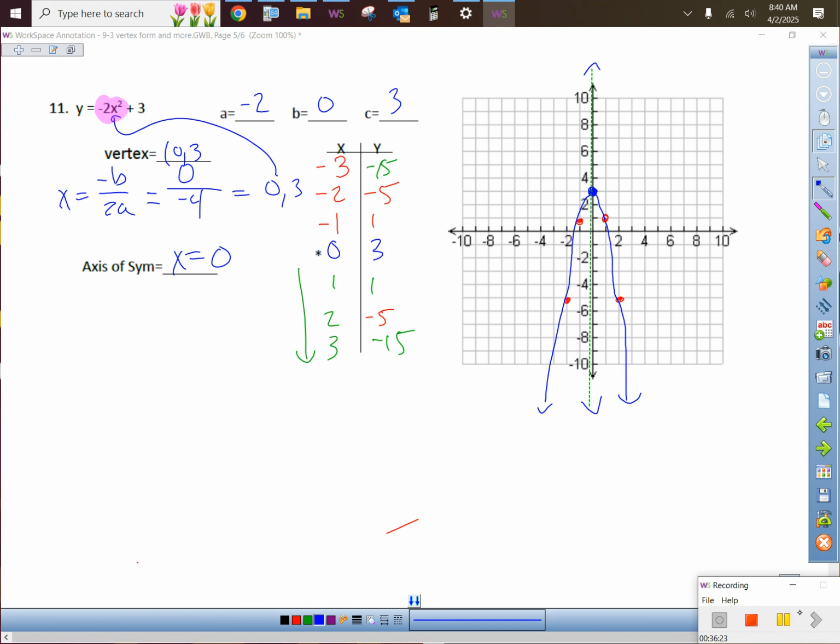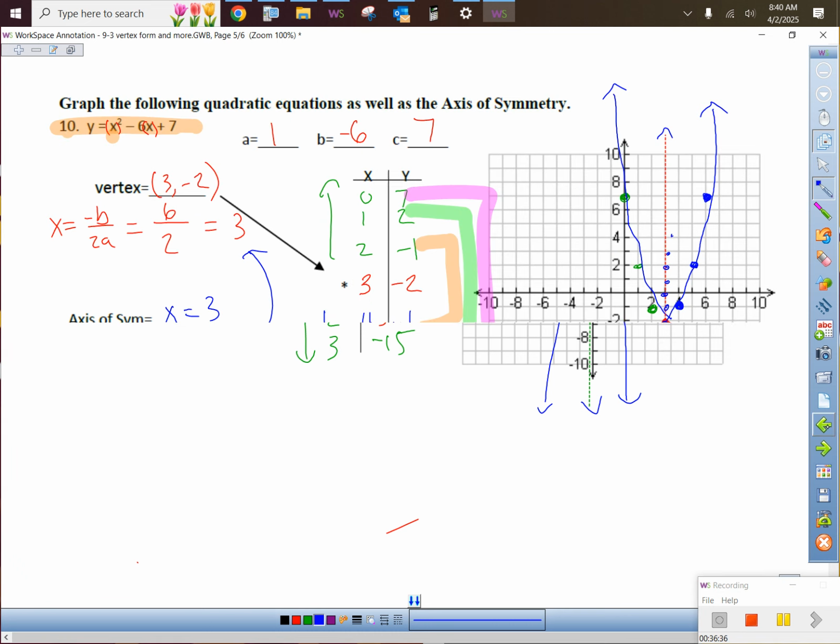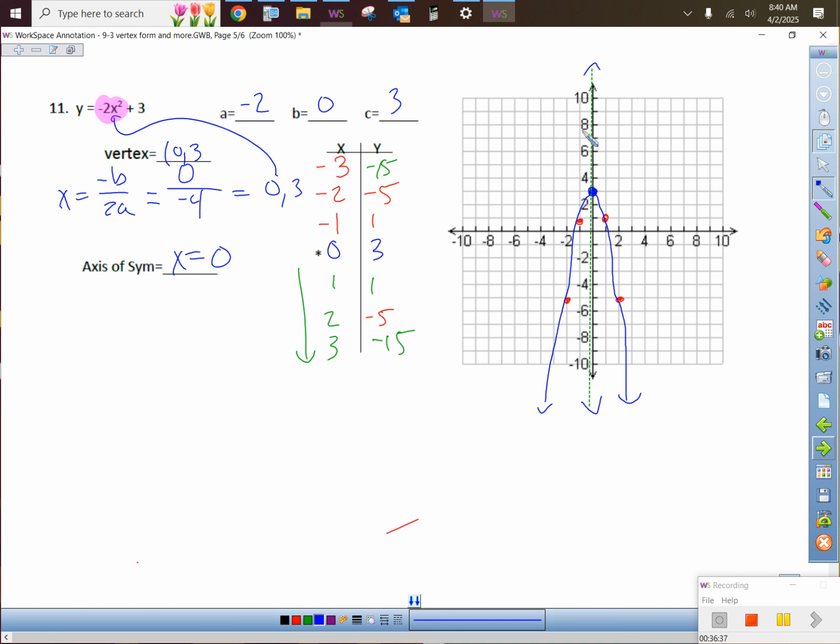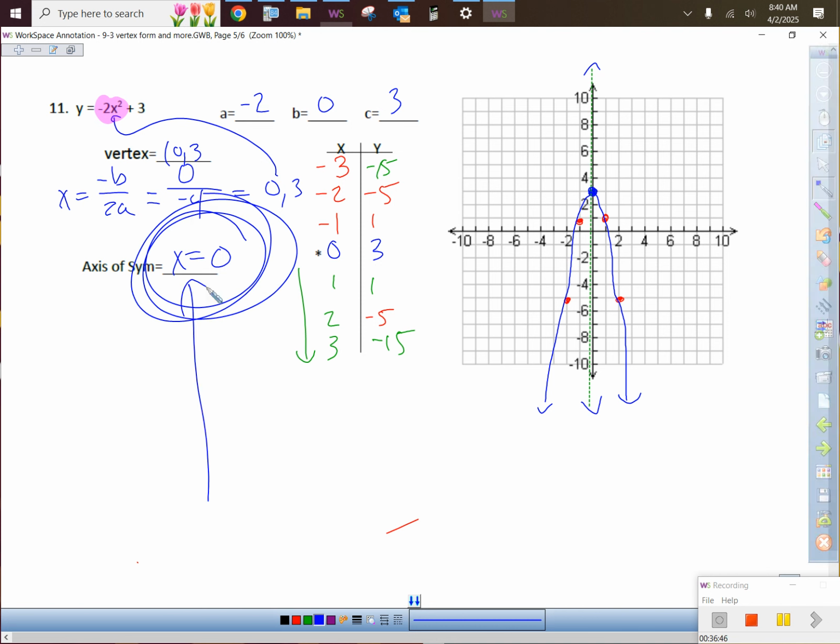So we made our table right here to where I got it all filled out, and then I plotted my dots. And then, of course, I graph my axis of symmetry. It is a vertical line, even though it's right on top of the y-axis. I'm going to make it a little bit longer so I can see it. And then it is always an equation. It's a vertical line, x equals the x value of the vertex, which was 0.